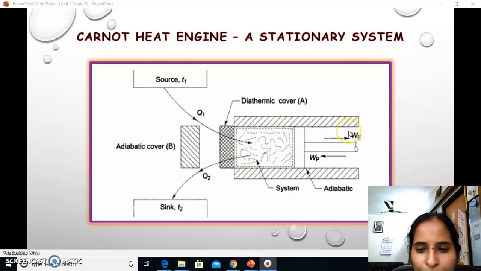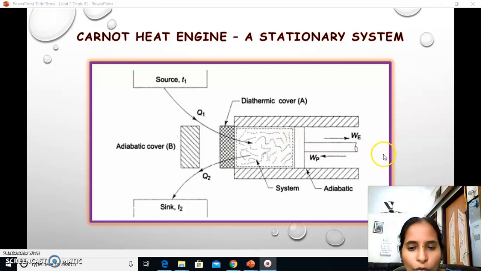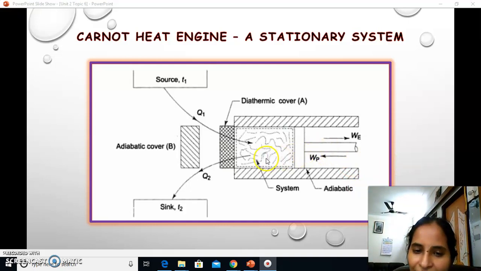While it is expanding and doing work, we change the cover from diathermic to adiabatic, so that we get the adiabatic process. And then after the expansion, if you want to compress, next the unwanted heat is rejected to the sink with lower temperature, as we do in the condenser.